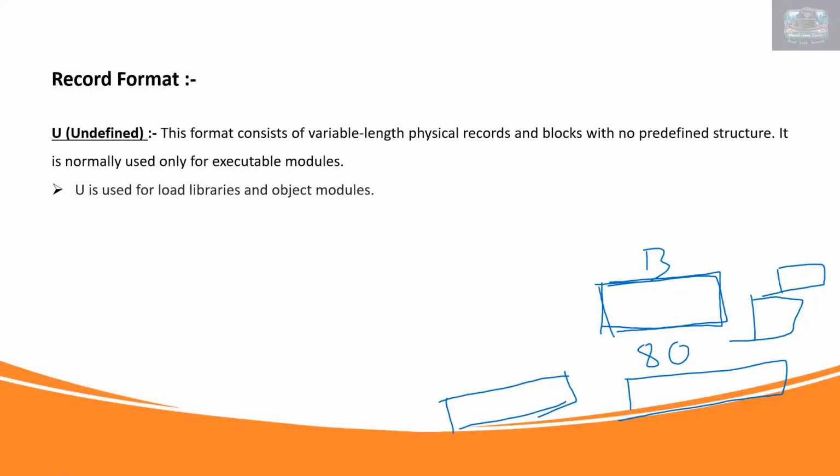Normally this undefined format is used for load libraries and object modules. These load libraries are system files whose size you cannot define, and they could extend, with more data going into them and more extension happening. So you cannot constrain them to a particular size. Then you define such files in an undefined format.